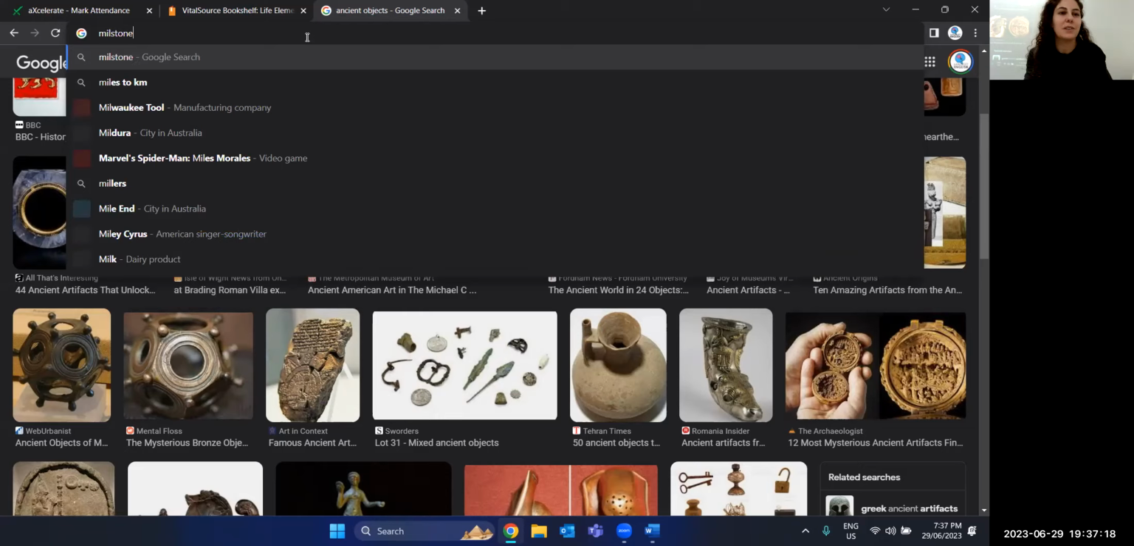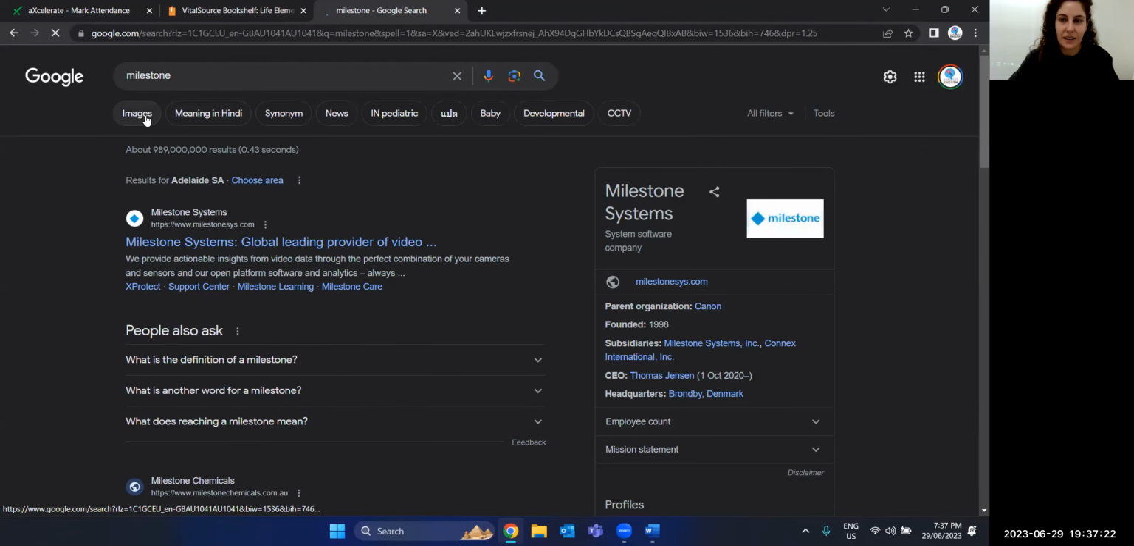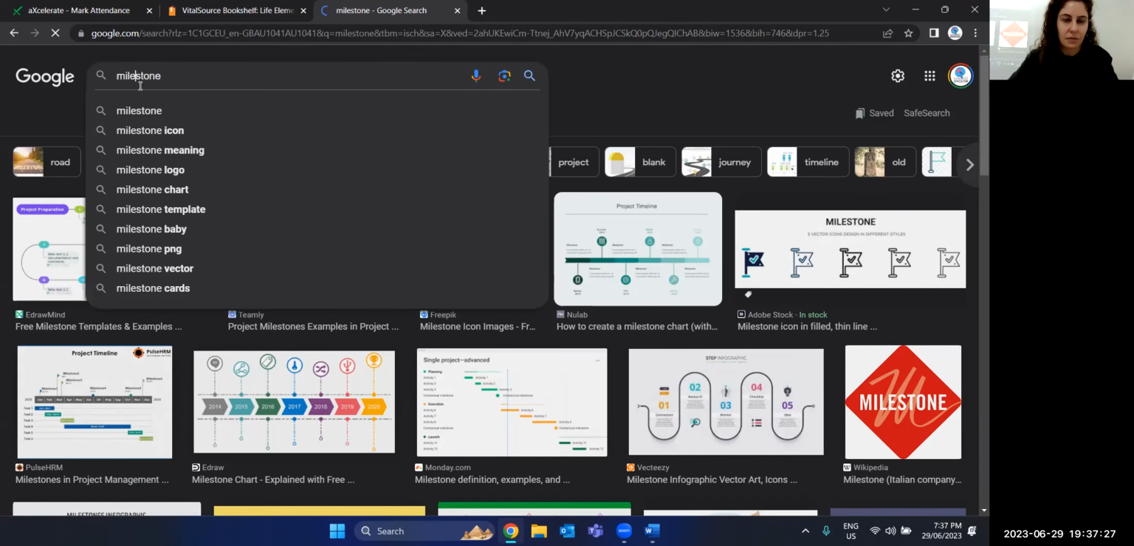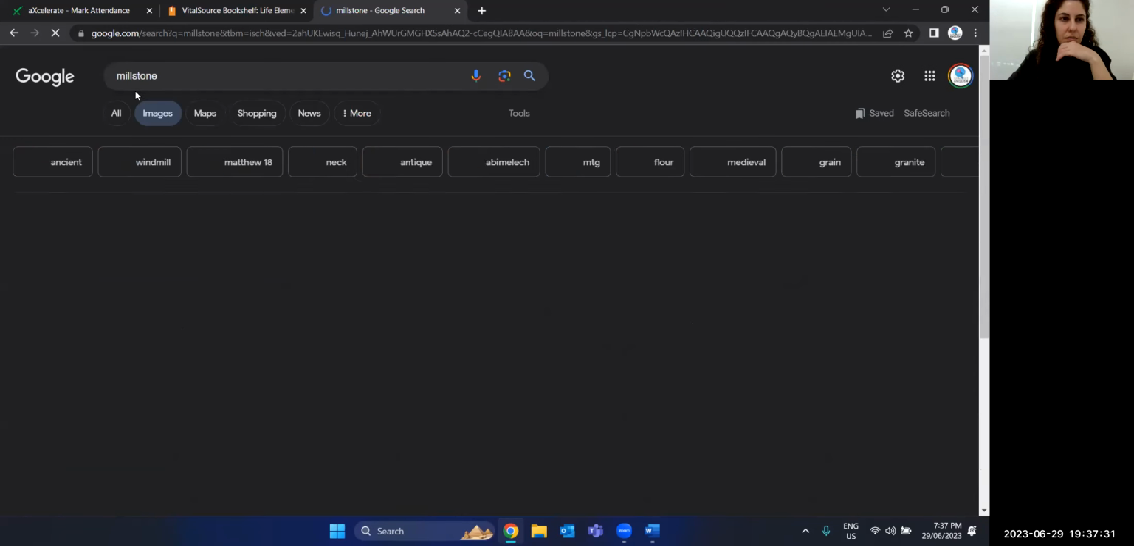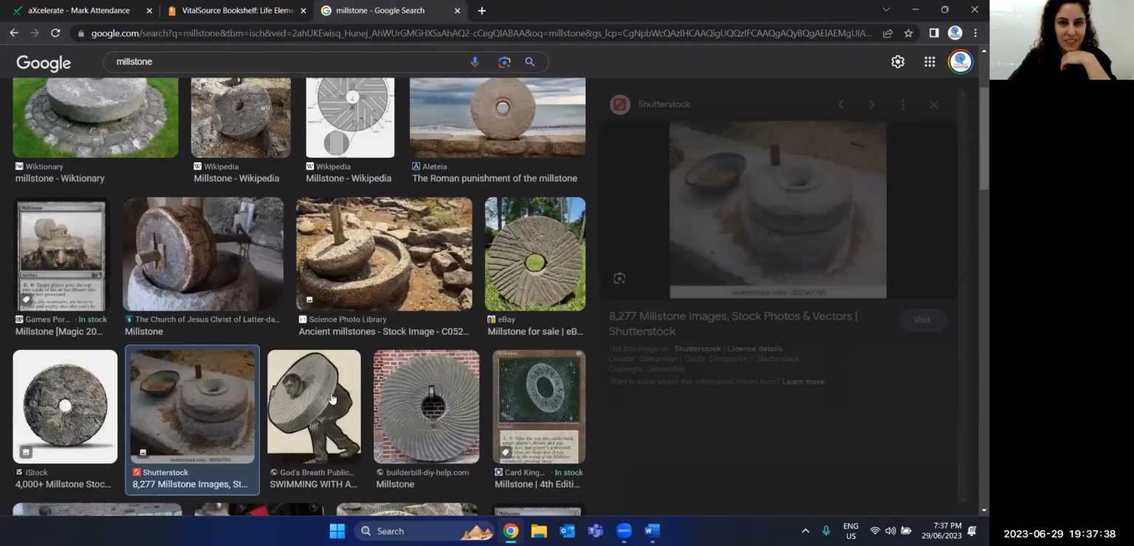Stone. Millstone. So let me type images. Millstone, no E, double L. Yeah, this one. Which picture do you like? This one? Yeah, this one.